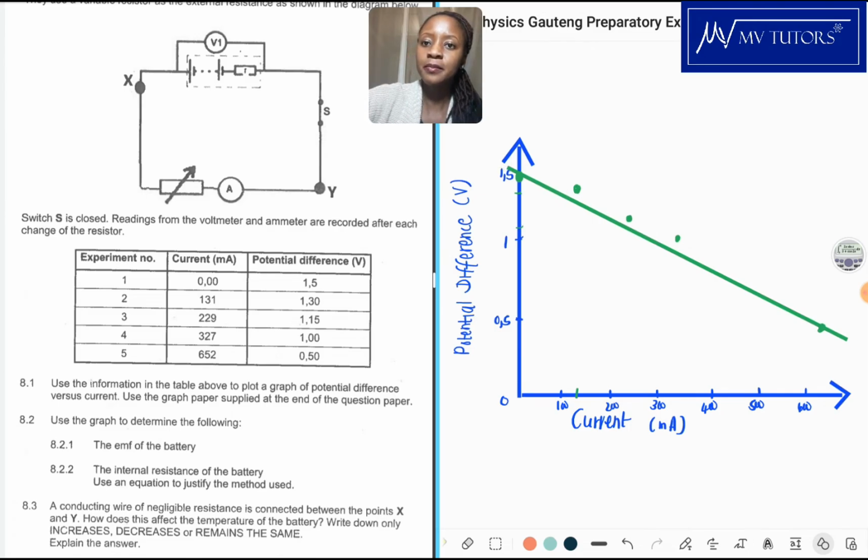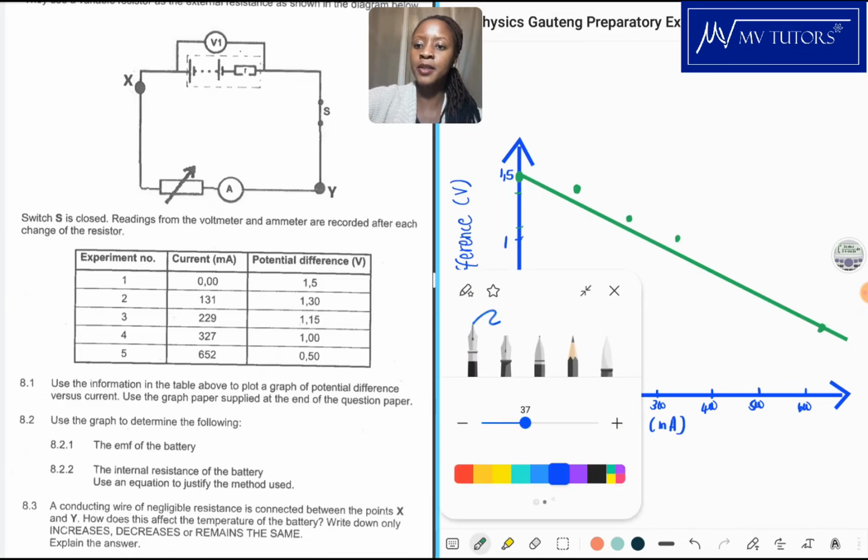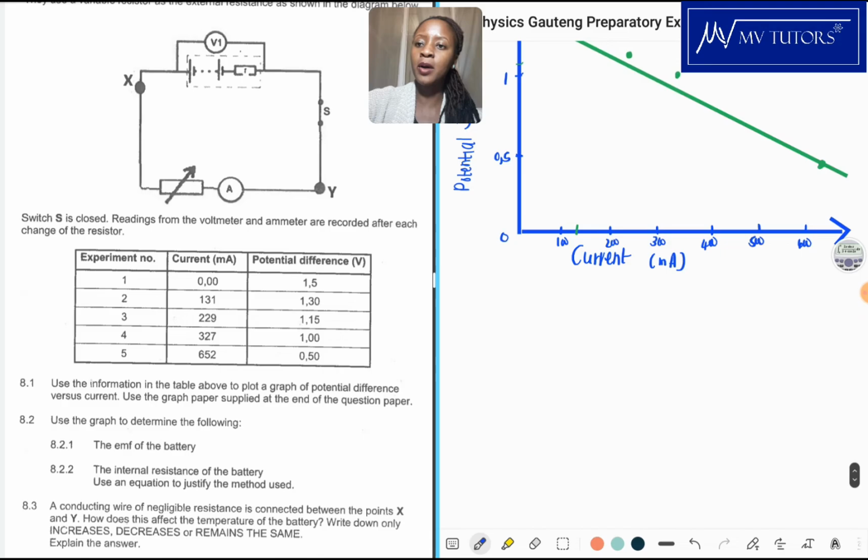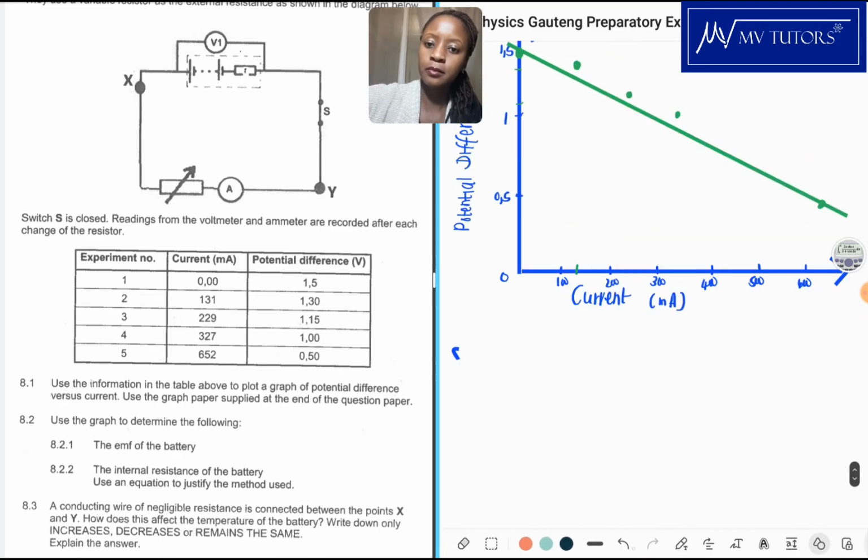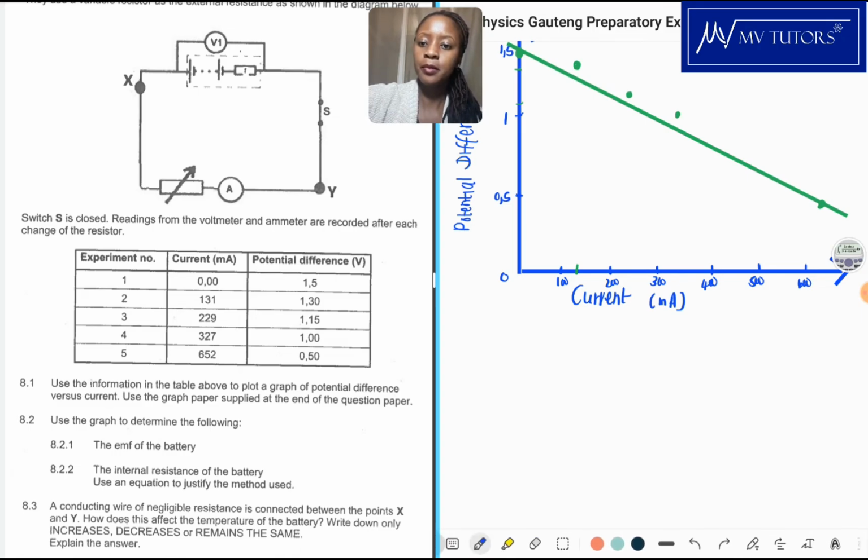So there's our graph, and we can go ahead and answer the questions. 8.2.1. Use the graph to determine the EMF of the battery. Well, the EMF, we don't even need to draw the graph to see it. As long as there's no current flowing, you will determine from your voltmeter what the EMF is, which is 1,5.